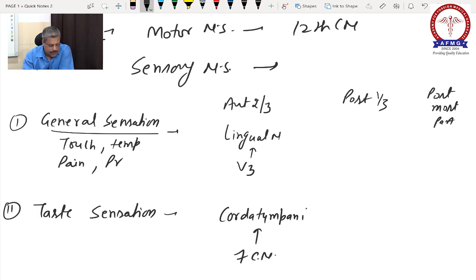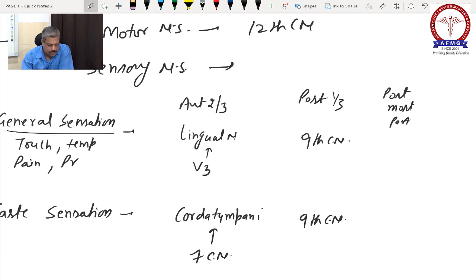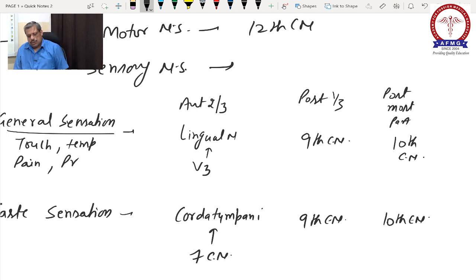Then in the posterior 1/3 of the tongue, general sensation is carried by the 9th cranial nerve. Clear? The 9th cranial nerve is the glossopharyngeal nerve, and the taste sensation from the posterior 1/3 is also carried by the glossopharyngeal nerve. Then in the posterior most part of the tongue, general sensation is carried by the 10th cranial nerve, that is the vagus. Clear? And the taste sensation is also carried by the vagus nerve, while in the posterior 1/3 it is carried by the glossopharyngeal nerve.